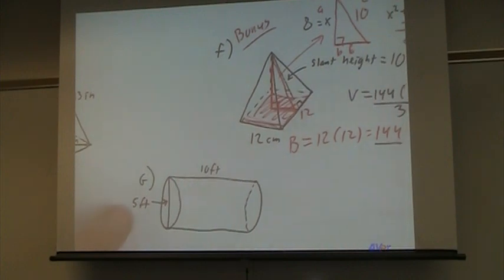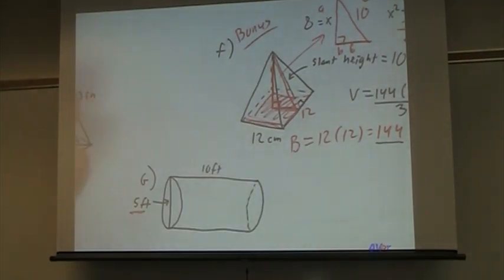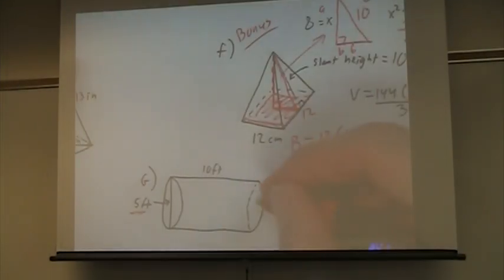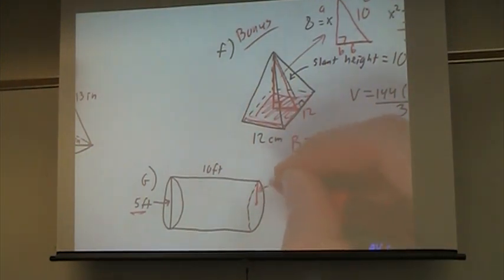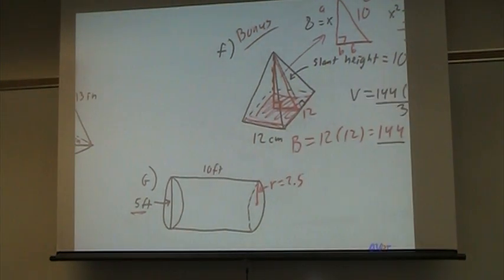On G, one thing to be aware of is the diameter is 5. What's half of 5? 2.5. So the radius equals 2.5. Don't be confused just because it's a decimal.